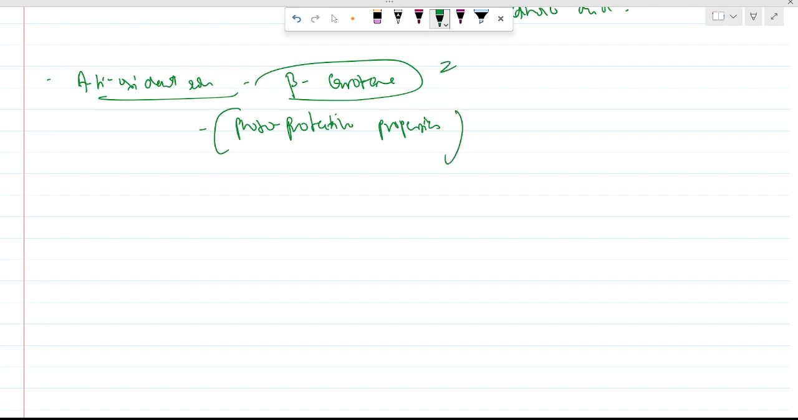Antioxidant means generally that it does not allow the generation of free radicals. Some vitamins act as antioxidants here. We have vitamin A, in the form of beta carotene. Other we have vitamin C. Vitamin E is also an important antioxidant. Vitamin A, C and E are very important antioxidants.